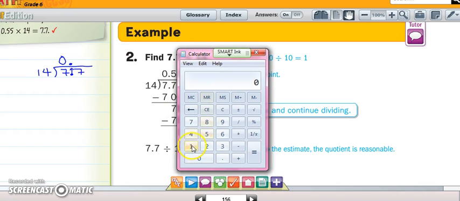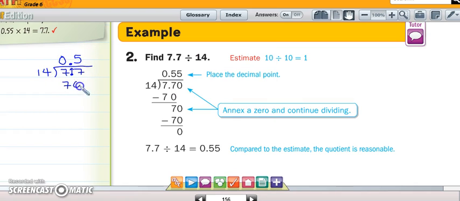So let's see. 14 times 5. Okay, close. That gives me 70. And I'm going to subtract. I have 7 left over. Now we are no longer doing remainders. So take a guess. What are you going to add or annex here? You're going to put a 0. Okay, we add zeros. I bring it down.